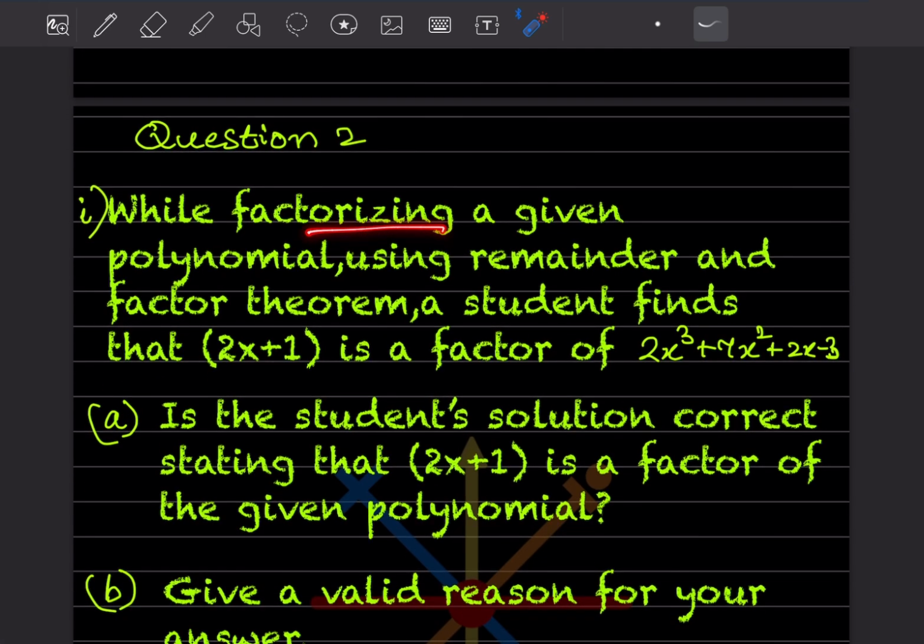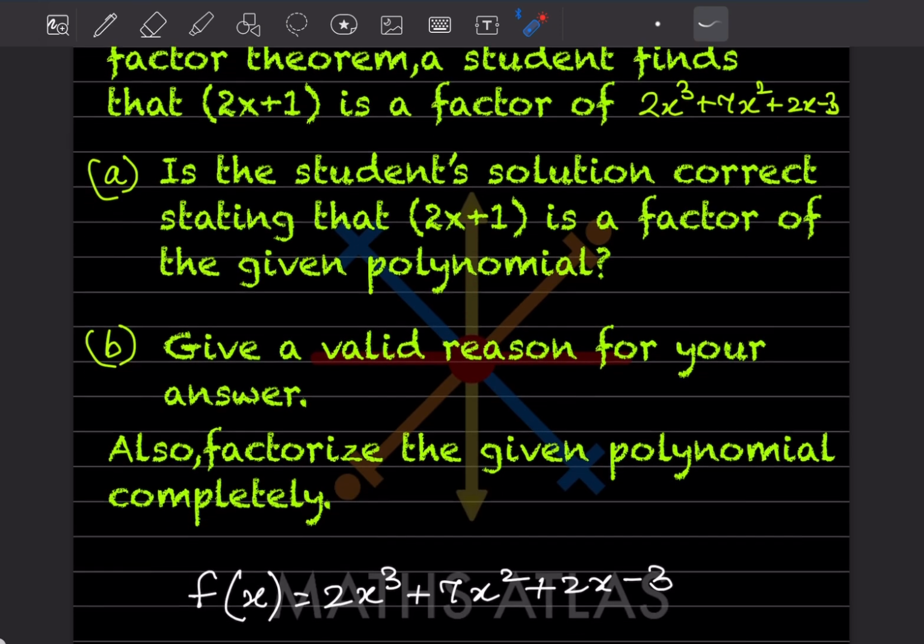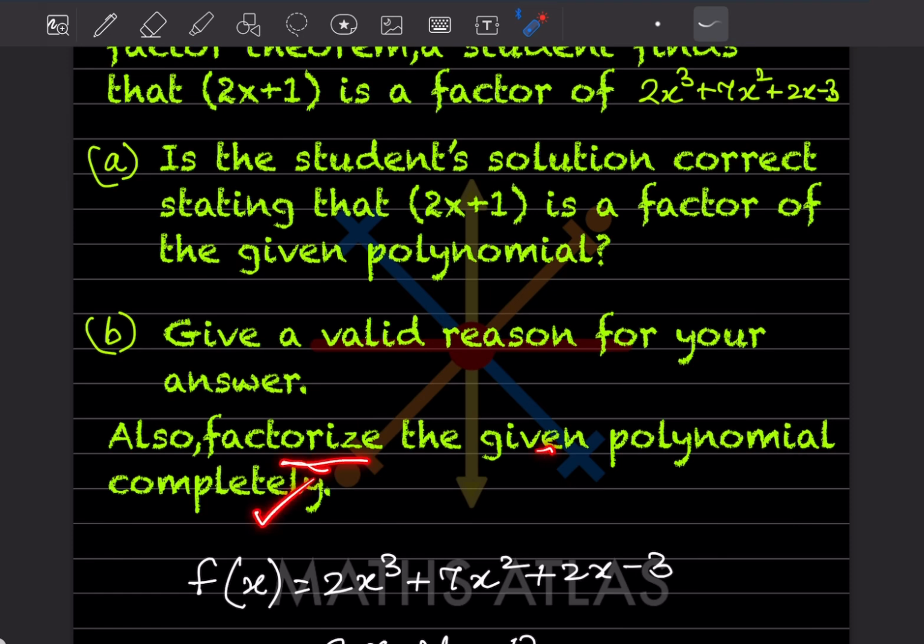While factorizing a given polynomial using the remainder and factor theorem, the student finds that 2x plus 1 is a factor of this polynomial given. Is the student's solution correct in stating that 2x plus 1 is a factor of the given polynomial? And then you have to give a valid reason for the answer. Also, we have to factorize the given polynomial completely.